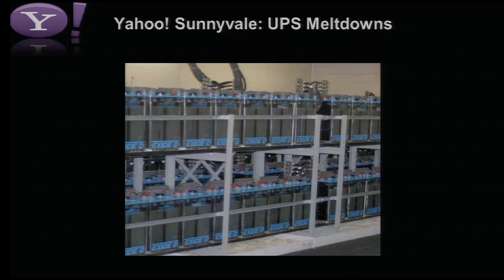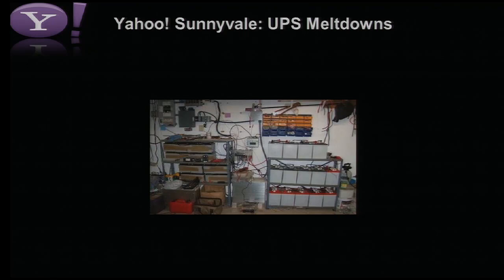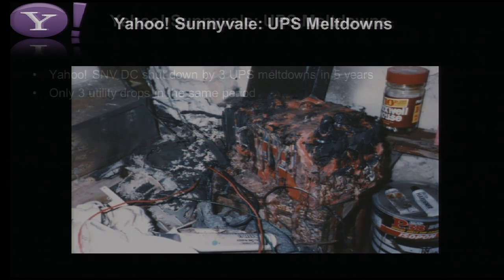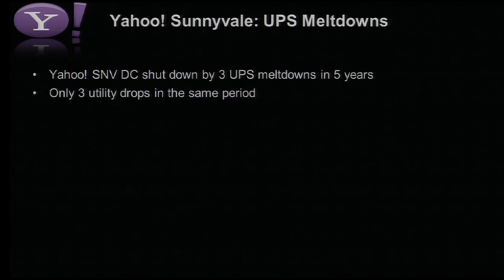All right, moving on to the other things that protect us, UPS. This is probably what most of you think of when you think of UPS. Our Yahoo Sunnyvale data center, a very small one, kind of half lab, half production, looks more like this, and sometimes like this. Within a 5-year period, we had 3 UPS meltdowns in the same data center. Over the same period, we only had 3 utility drops. The nice thing about utility drops is you don't have to evacuate the building and have the fire department come.